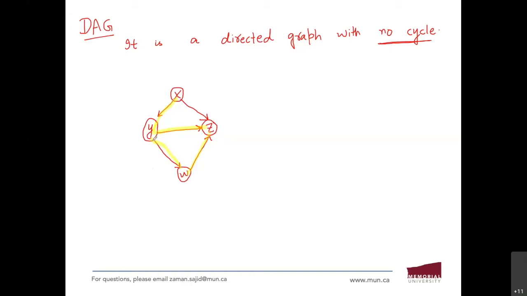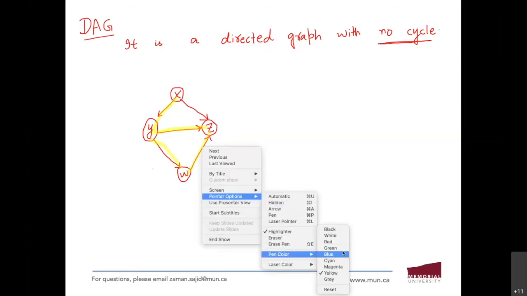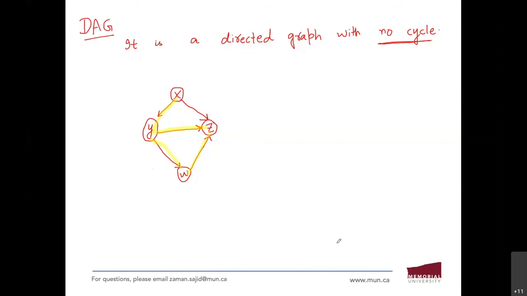If I take another example, so what I would say, there is no cycle. In this example, so this is a DAG, directed acyclic graph.